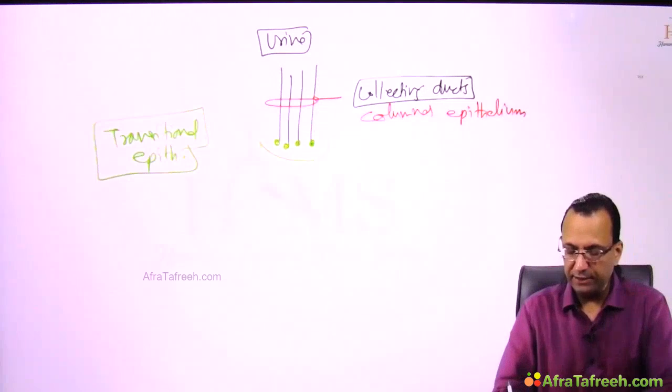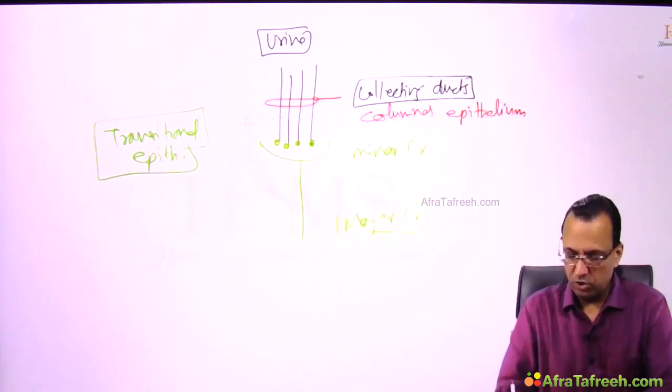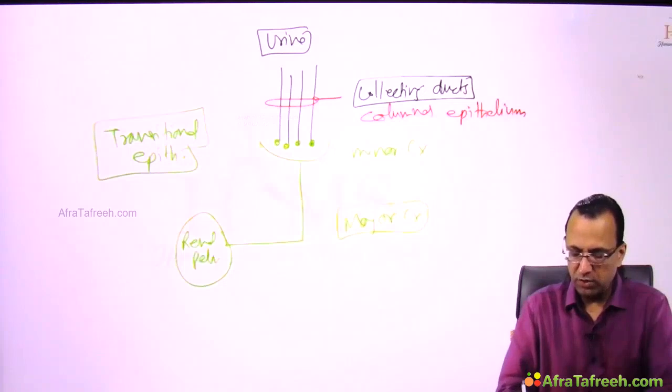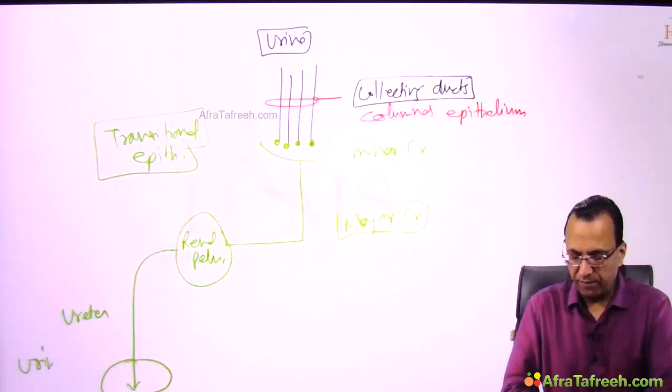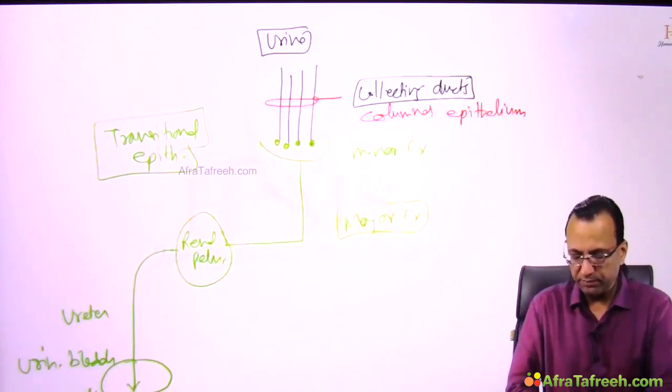Now, where is this urine collected by collecting ducts going into? Into the minor calyx. And from the minor calyx, where will it go? Major calyx. And from the major calyx, where will it go? To the renal pelvis. And from the renal pelvis, where will it go? To the ureter. And from the ureter, where will it go? To the urinary bladder. And from the urinary bladder, where will it go? To the proximal urethra. Proximal urethra. That is the point.